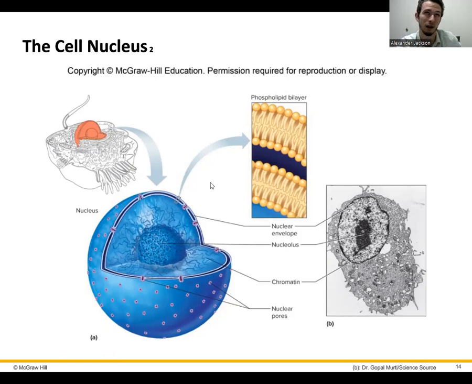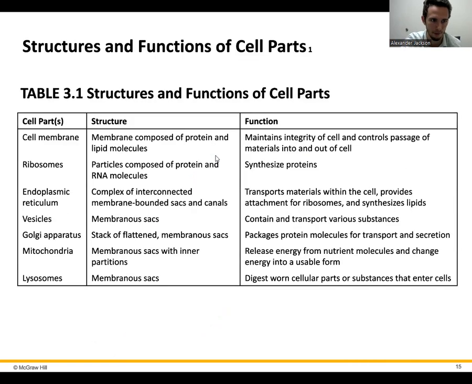We'll talk more about that in next chapter, chapter 4. But this is why it's called the control center, because it's kind of saying like, hey, make this protein. This is how you make this protein. This is how you make this protein. Think of it as the blueprints of the cell.